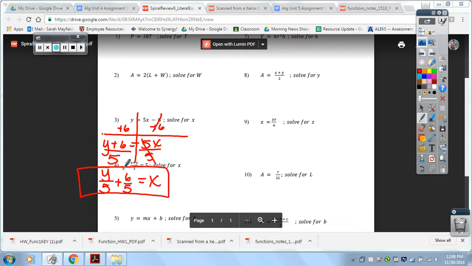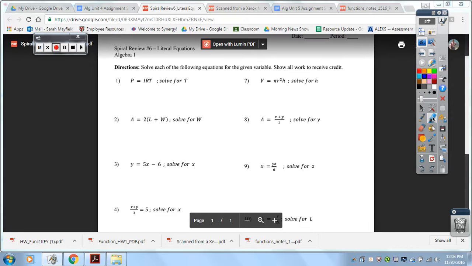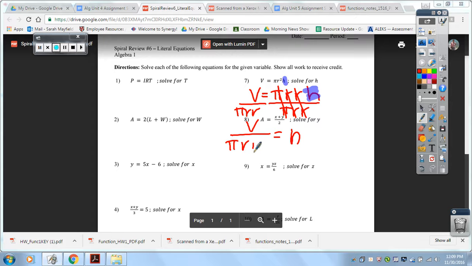And the last one I'm going to go over is number 7. I'm solving for h. Notice I have r squared. You can change that to pi r r h if you want. In order to get h by itself, in one swoop, divide everything you're getting rid of on the other side. This crosses out. So h equals v over pi r r, which then you can clean up to r squared.